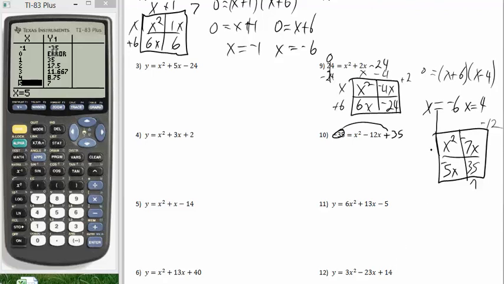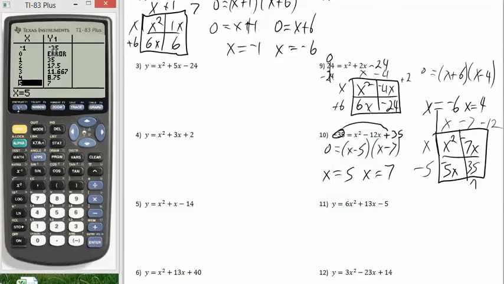So we have our x minus 5 and x minus 7. So we have 0 equals x minus 5 and x minus 7. Alright? So, what makes this part 0? 5. So, one of our answers is x equals 5. What makes this part 0? X equals 7.